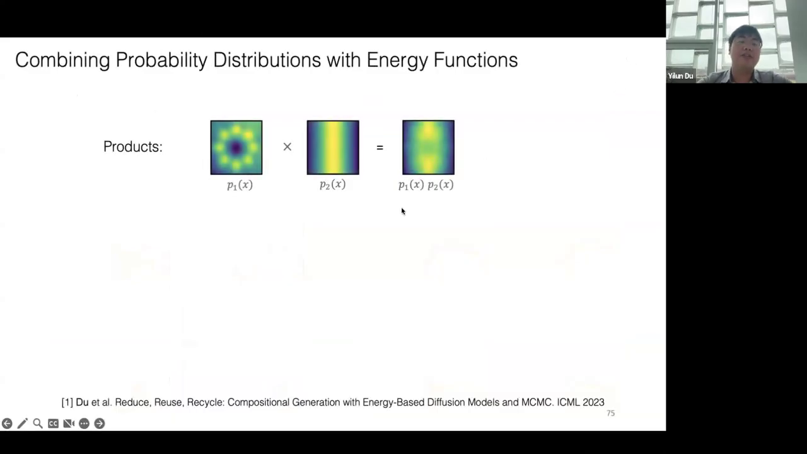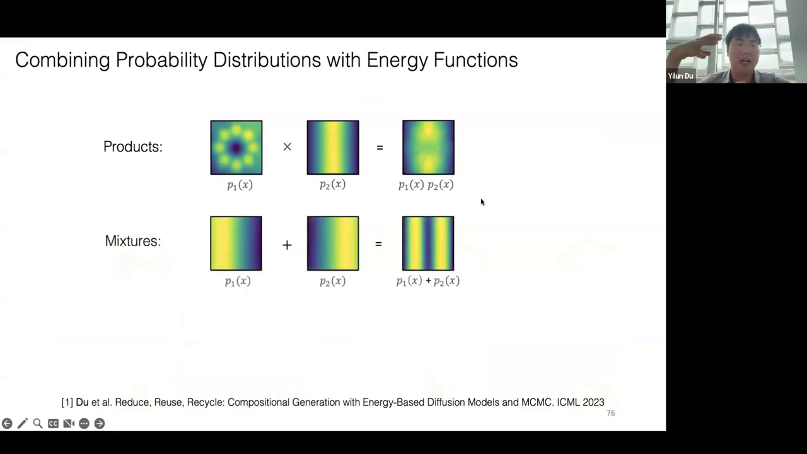And then more broadly, you can also use these energy operations to implement different combinations of probability distributions. By adding the two energy functions, you can implement products of two distributions. By doing some type of softmax over the two probability distributions, you can also implement the mixture of the two distributions.